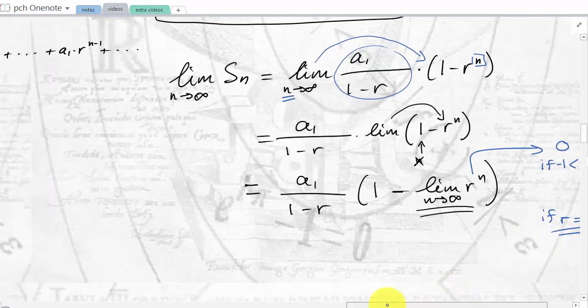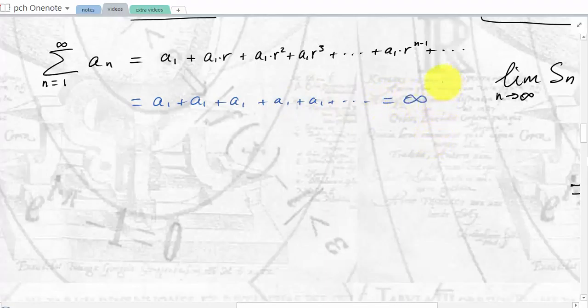Well, let's look at the series again. If r is 1, what are you adding together? You're adding a1 plus a1 plus, I multiply by 1 all the time, right? To go to the next term, a1 plus a1 plus a1 plus, well, that is not going to be converging anywhere. This is going to be equal to plus or minus infinity, depending if a1 is positive or negative, right? So this is not an interesting case for us to look at.